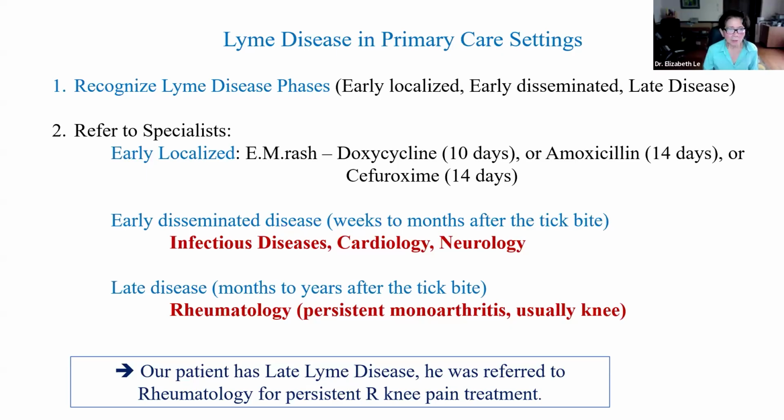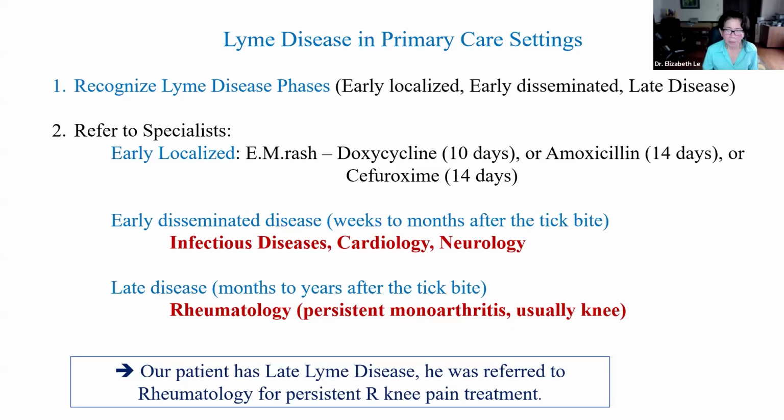And secondly, refer to specialists. If it is an early localized EM rash, erythema migrans, we can give doxycycline for 10 days, 100 milligrams twice a day. Or if the patient cannot take doxycycline, you can use amoxicillin for 14 days or ciprofloxacin for 14 days.